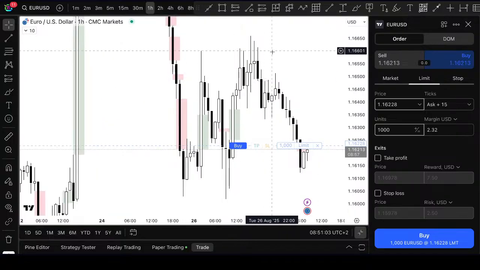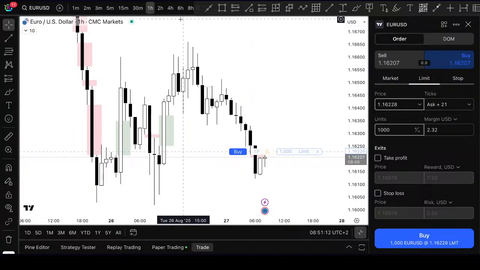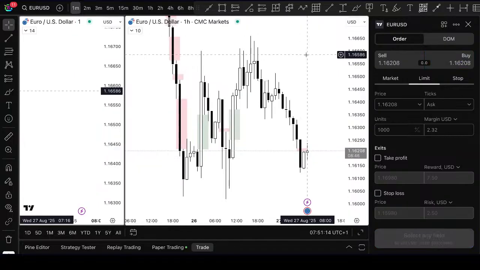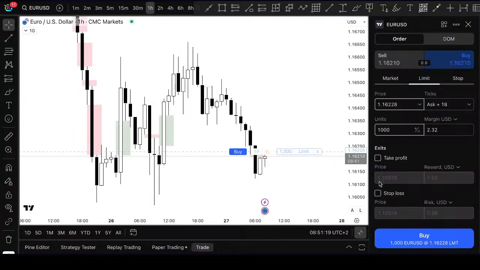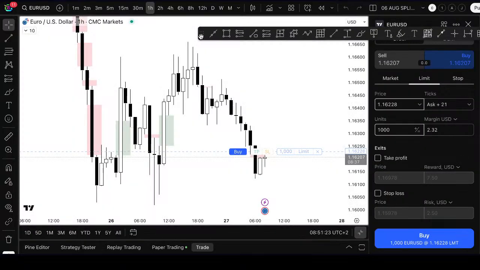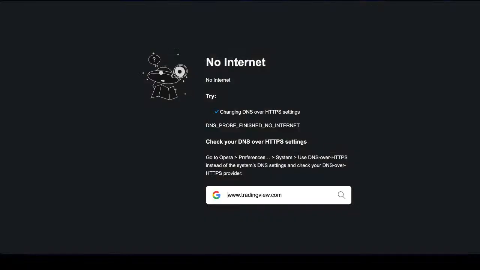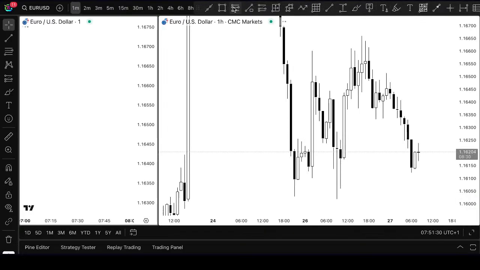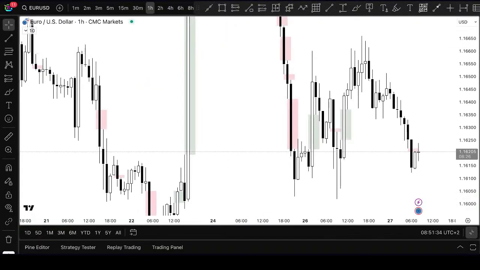So this is the place where I find out what number of lots I need to take. Okay, then next, so this is Euro USD, and here we need to connect to paper trading. Yeah, it's already connected to paper trading. Now let's get started. This is Euro USD.